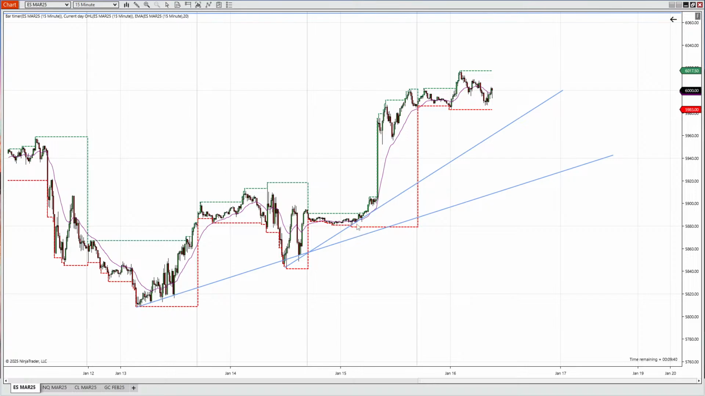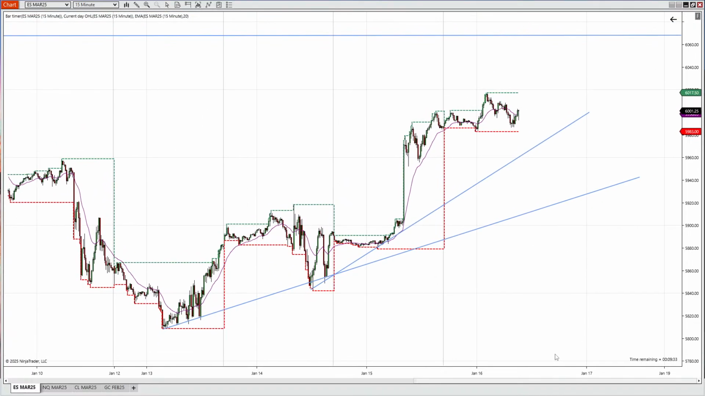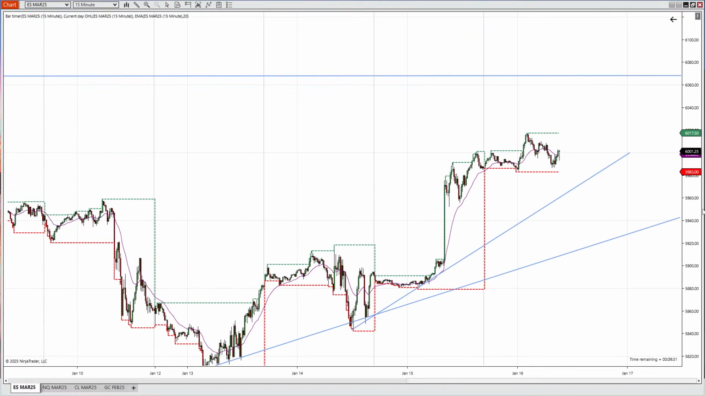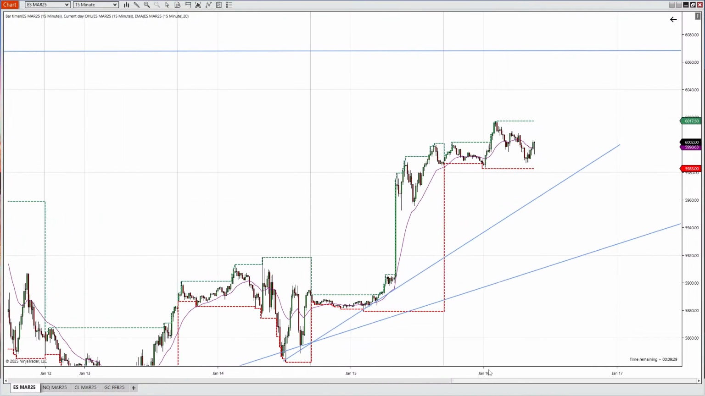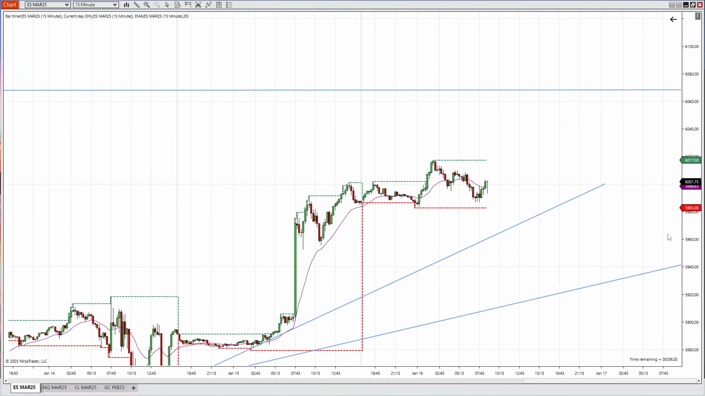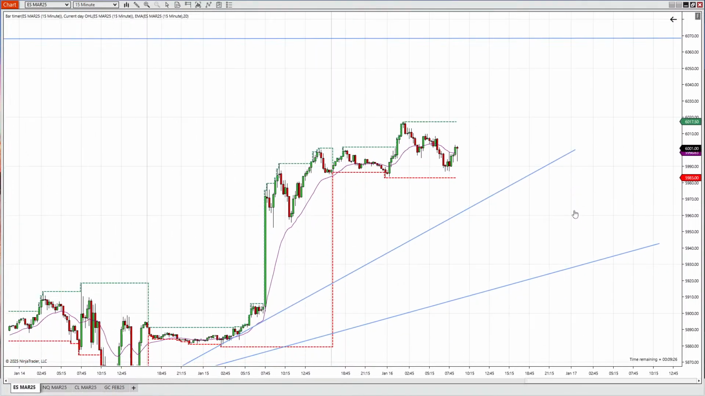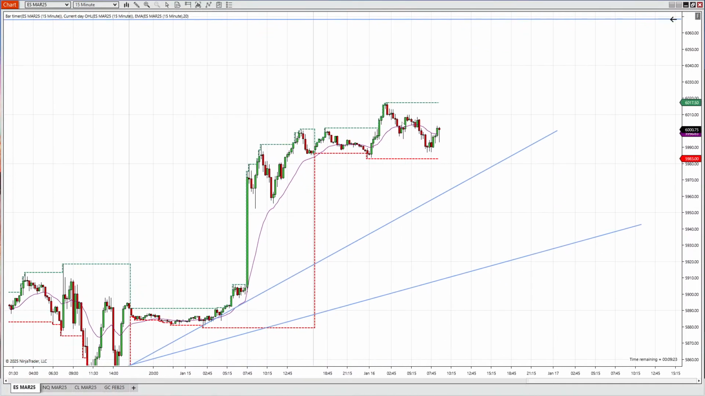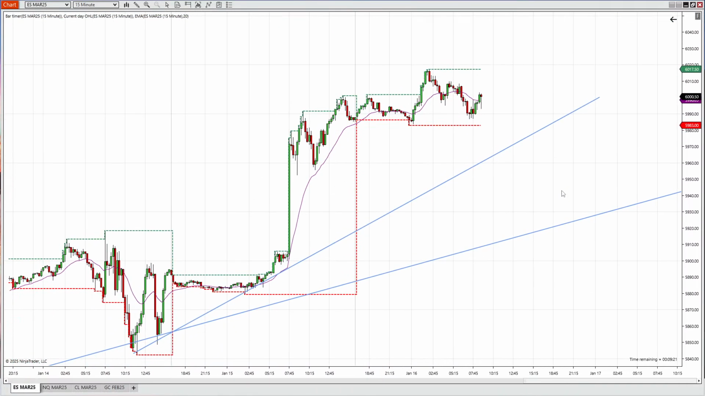So I'm not going to draw one. You could potentially draw one from here. I don't think that's really necessary. I think this is what we're looking at here. Alrighty. One leg down, 2 leg down. Looks kind of like a measured move.